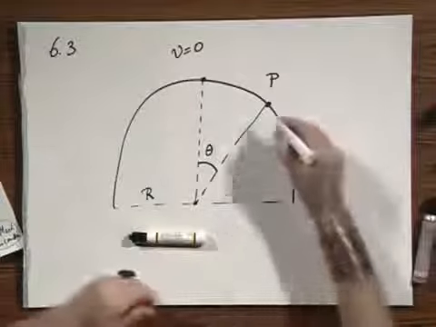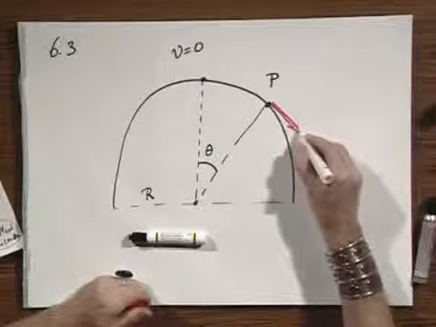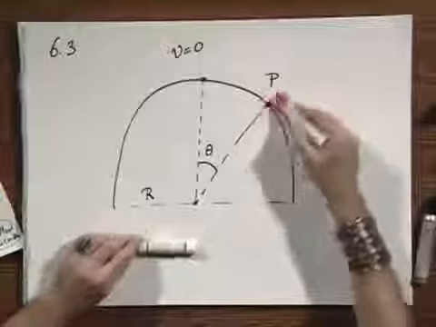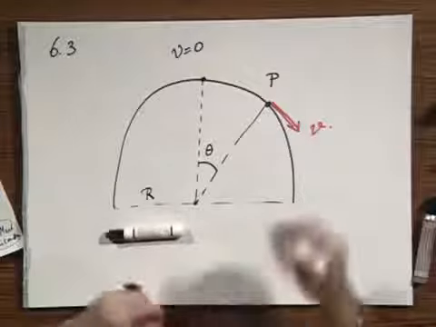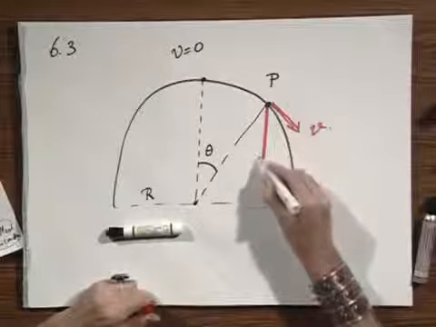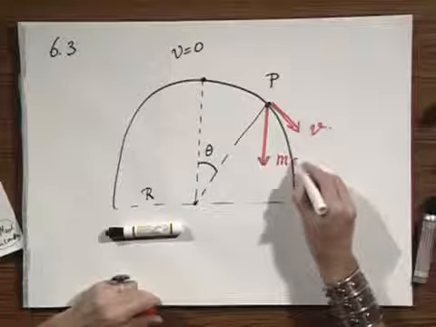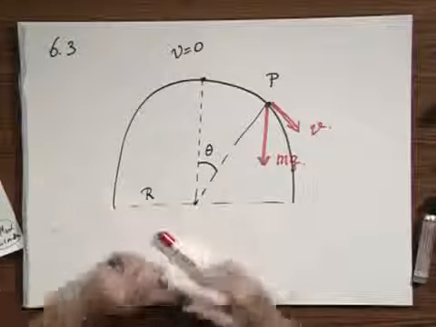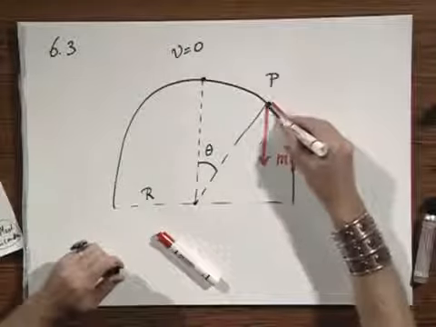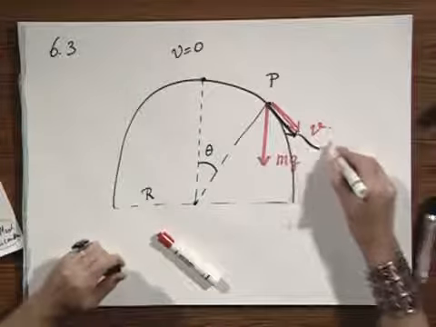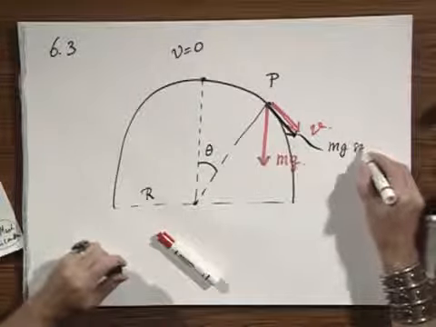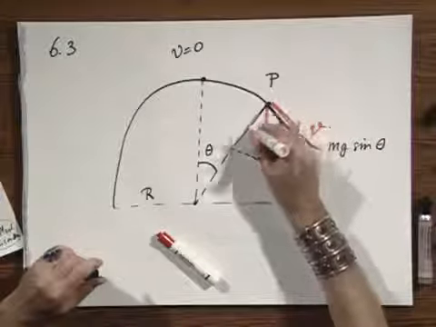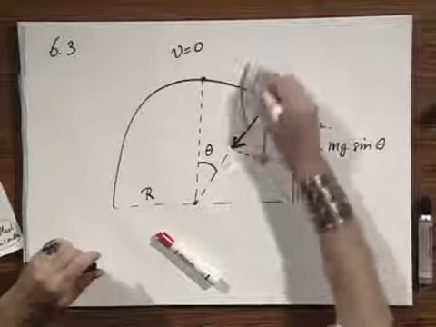She has here a certain tangential velocity. I call that v. And I want to put all the forces on her that I can think of. First of all, there is here, if her mass is m, mg. I can decompose that in two directions. I can decompose that into a tangential direction, which would be mg sine theta, and into a radial direction, which is mg cosine theta.